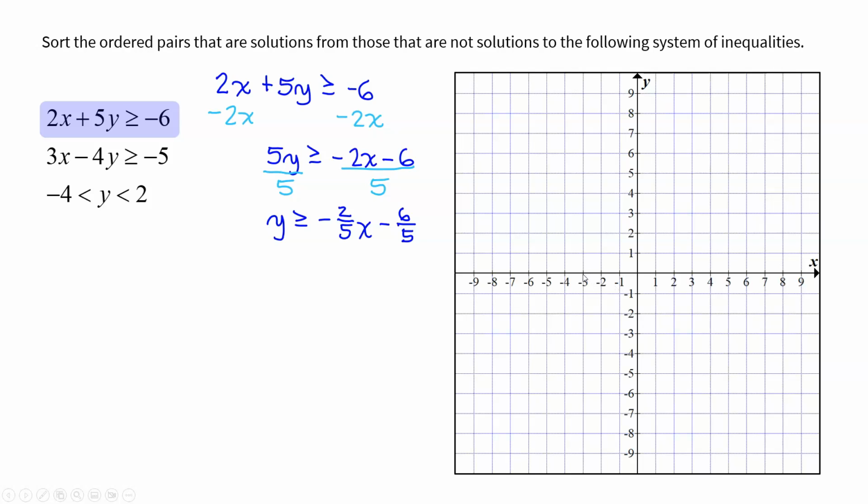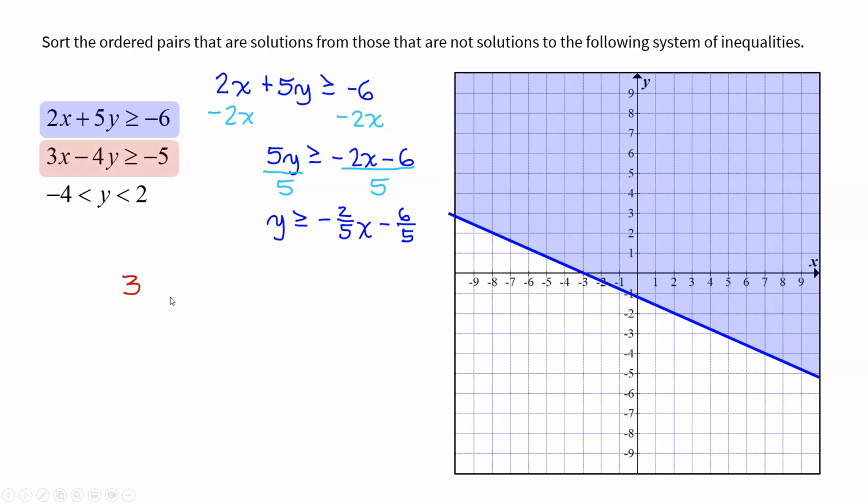And you can start it here and then go down to the right 5, down to the right 5. But you know what the line's going to look like. It's going to be a solid line. You're going to shade above it because of the greater than or equal to, and that's the region so far. Next, 3x minus 4y is greater than or equal to negative 5.